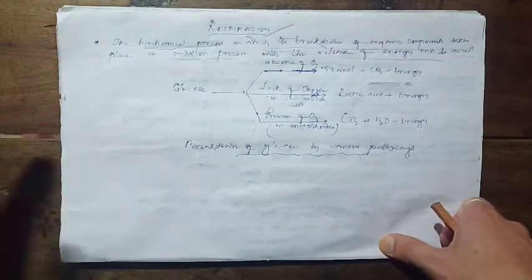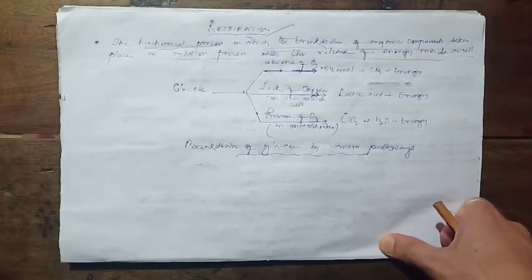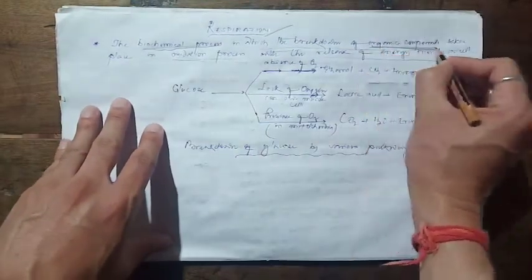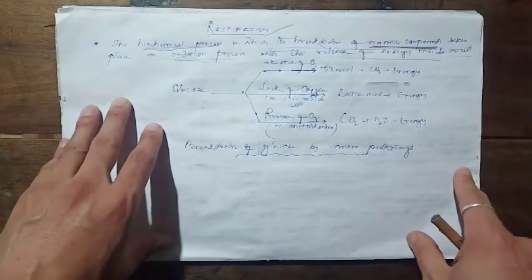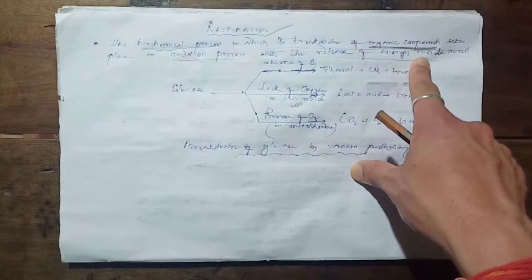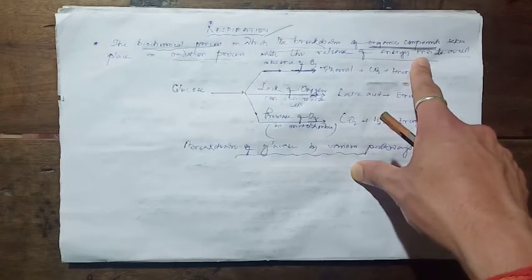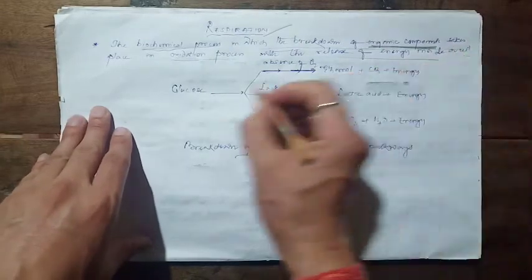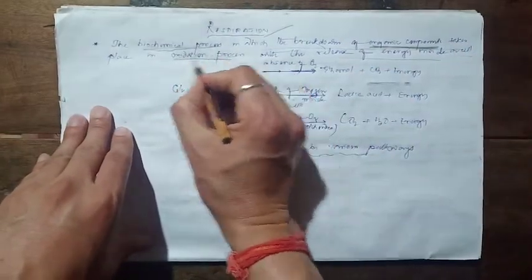Those processes which take place inside the living body, the chemical reactions which take place inside the living body, are called biochemical processes. Food molecules are organic molecules, like glucose, proteins, and fats. All these are organic compounds. These are broken down by the oxidation process.